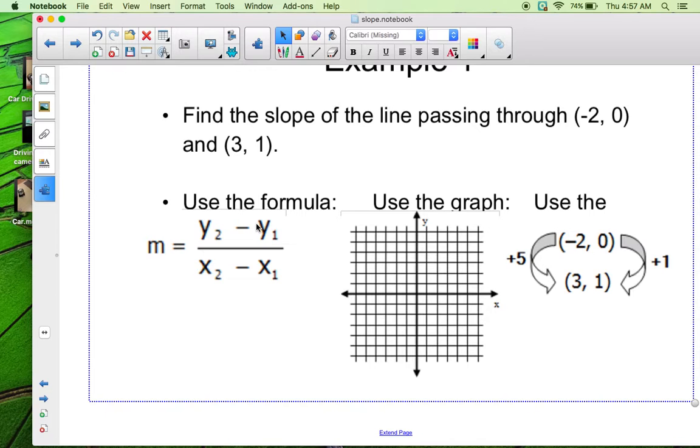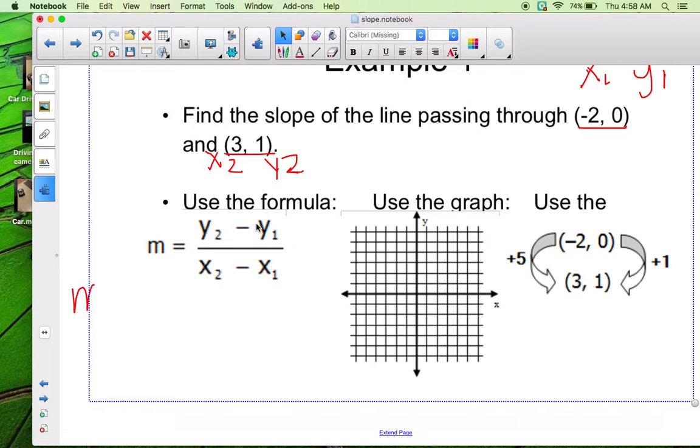So let's start with just the equation. If you have the equation y2 minus y1 over x2 minus x1, you must plug the x values and the y values into the equation. So this would be x1, y1, and x2, y2.